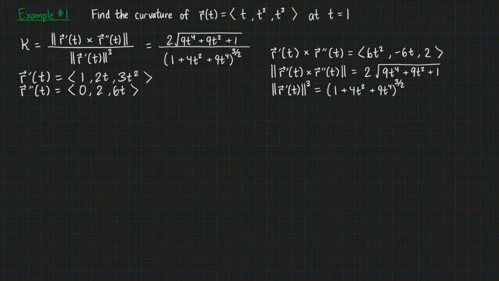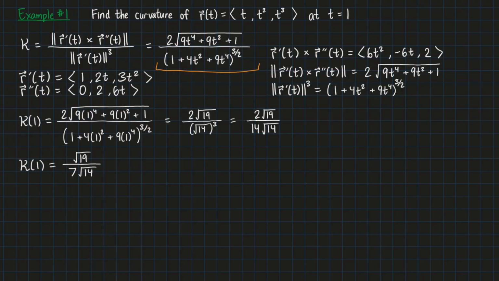Now we can evaluate the curvature of the curve at t equals 1. So plugging in a 1 for the t's here, we'll find that the curvature of r of t at t equals 1 is root 19 over 7 root 14.